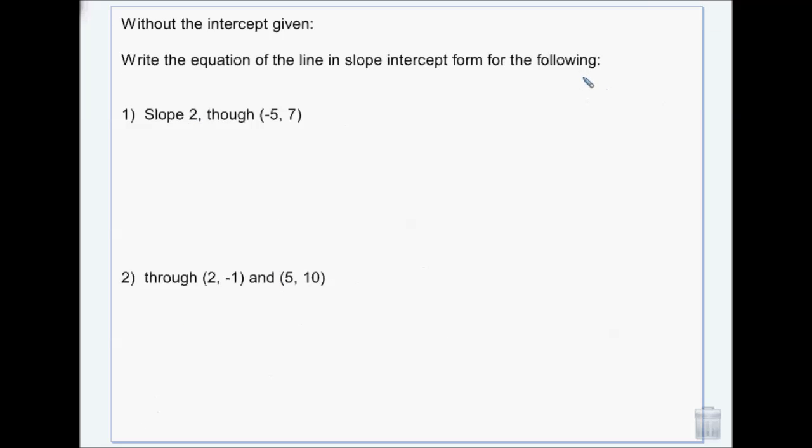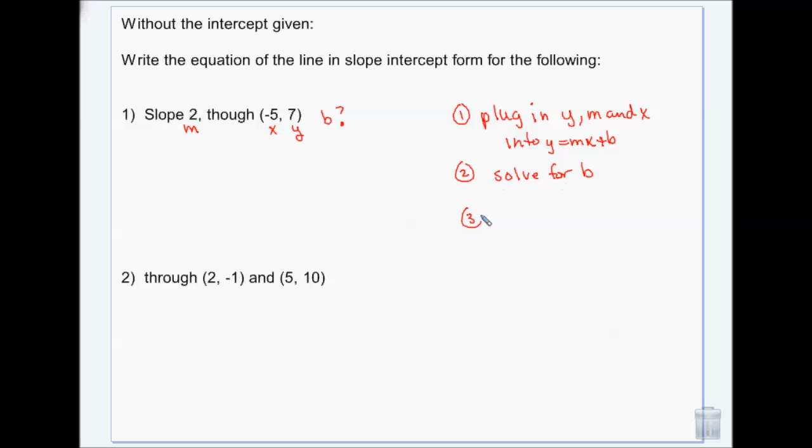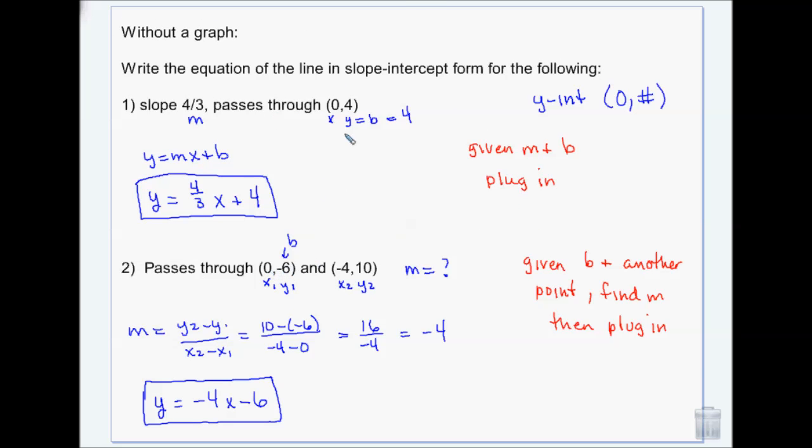So if we are not given the intercept, what we've been given is m, x, and y. We don't know b. So the first thing we need to do is plug in y, m, and x into our formula. And we're going to use that and solve for b. And then we'll plug in m and b. No, because this is not a zero. The y coordinate is only b if the x is zero. So here we had zero, and here we had zero. Okay.